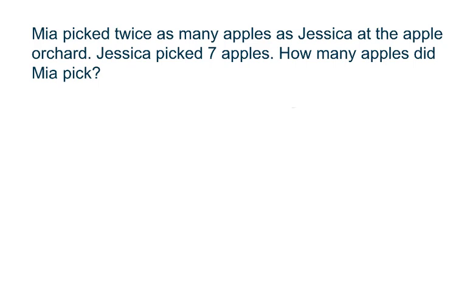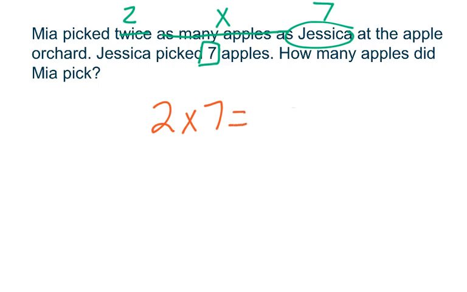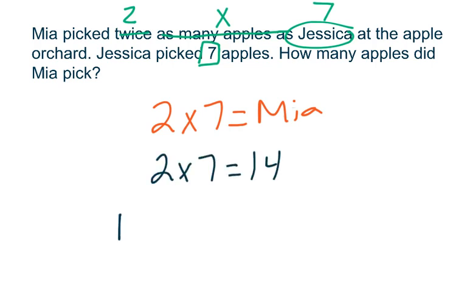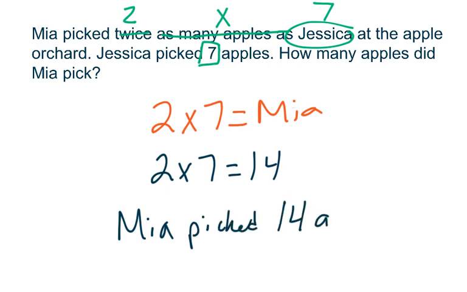All right, Mia picked twice as many as Jessica. Twice is the same as 2 times as many as Jessica. Jessica picked 7 apples, so I can replace Jessica here with a 7. And I want to know how many Mia picked. Well, right here I already have my equation. 2 times 7 is going to equal how many Mia picked. Well, what is 2 times 7 equal to? 2 times 7 equals 14. So Mia picked 14 apples.